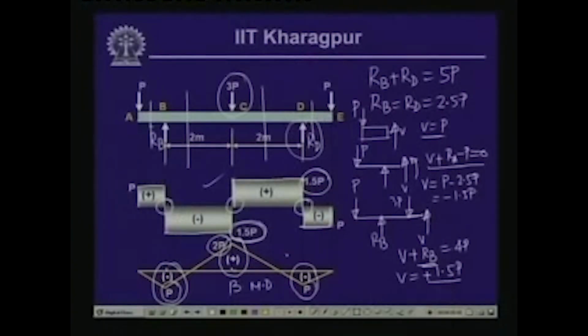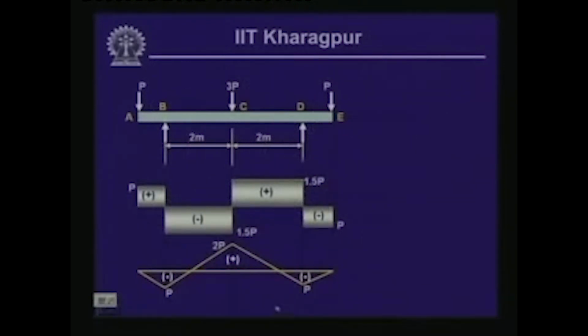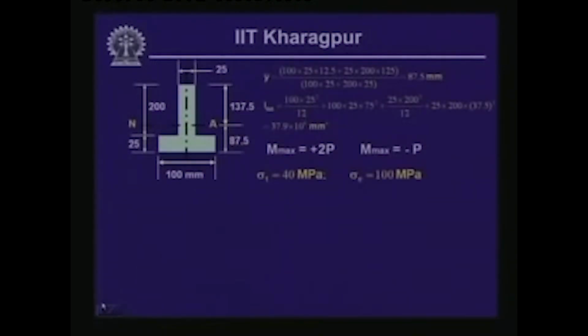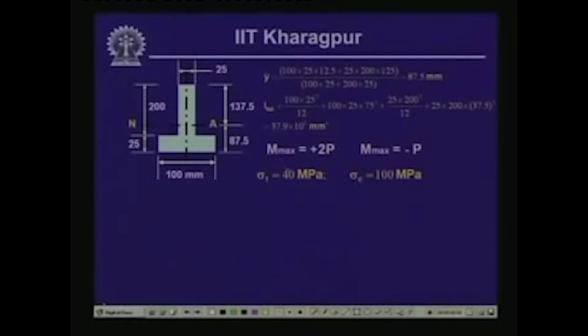And mind that the moment which we are getting at the center is a positive moment, and at the support it is a negative moment. Hence, we say that the maximum positive moment is 2P kilonewton meter and the maximum negative moment is minus P kilonewton meter. So, if we deal with these 2 moment values, now we have identified that we have a maximum positive moment equal to twice P and maximum negative moment equal to P.